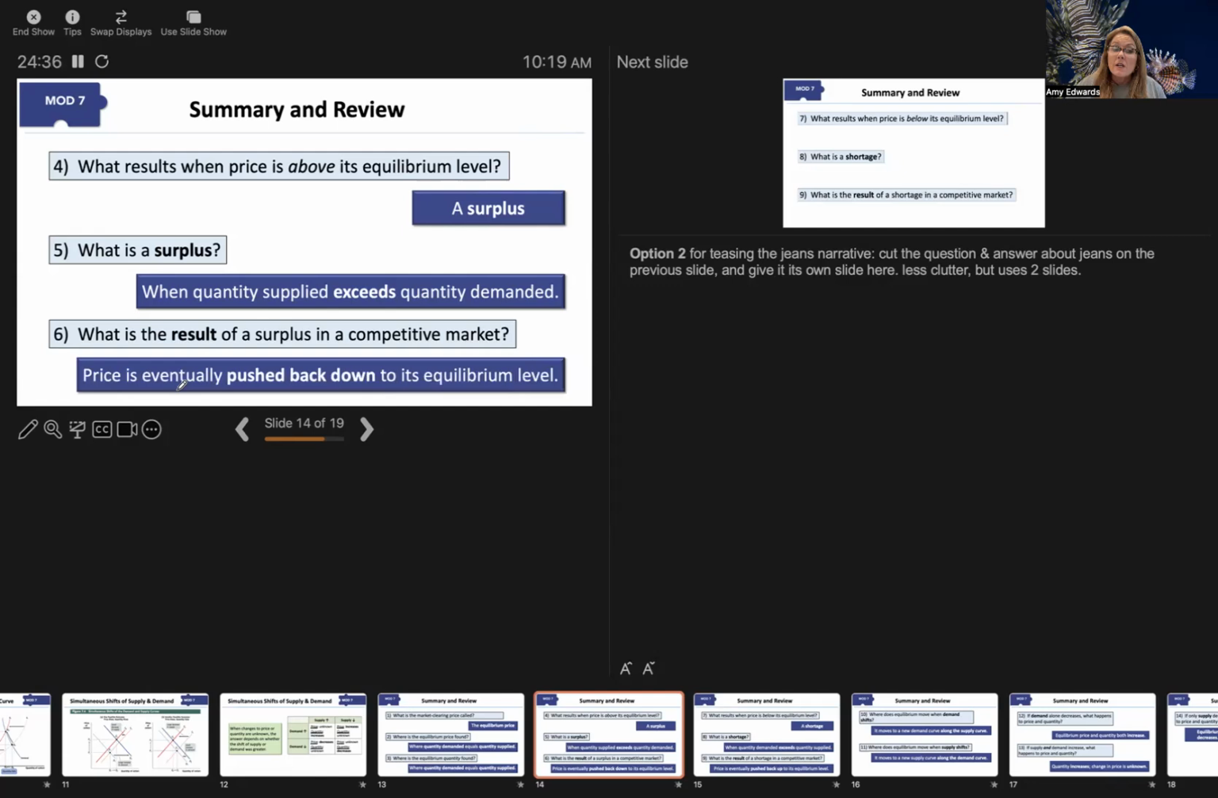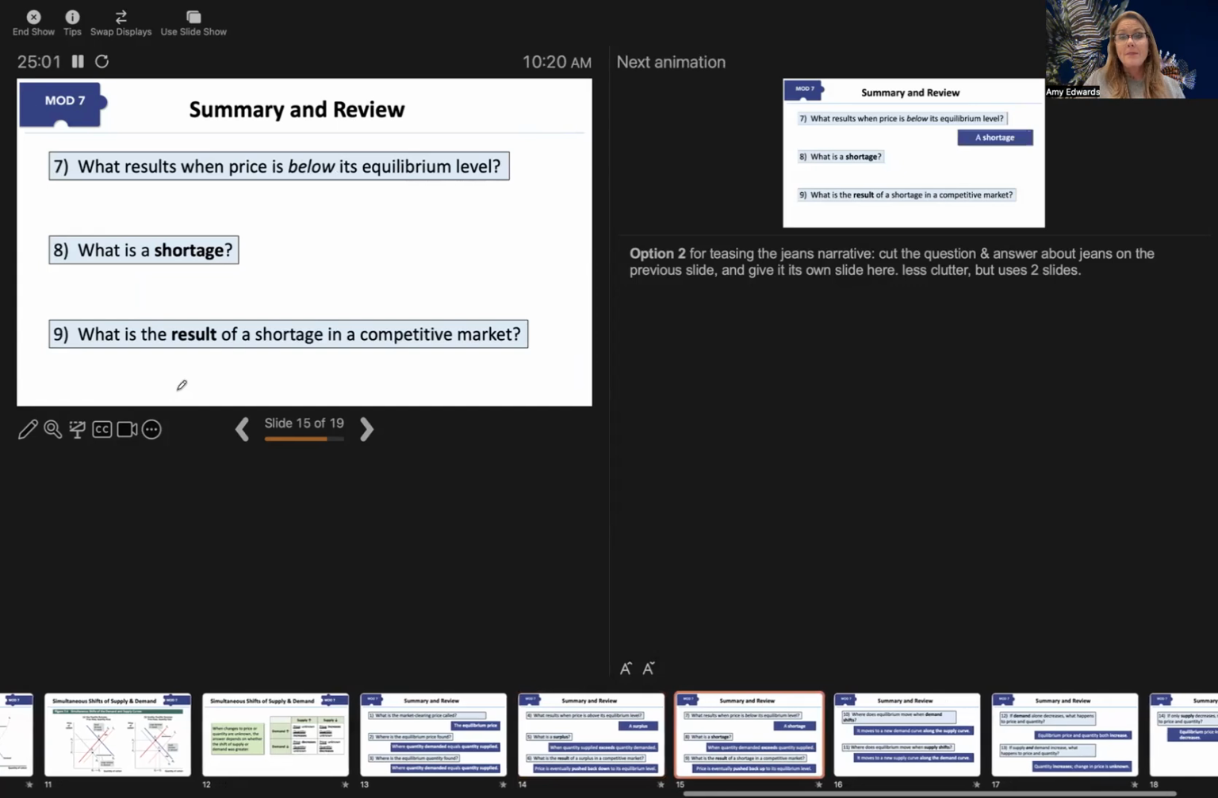Now, what is the result of a surplus? People are going to put stuff on sale so that the price gets pushed back down to an equilibrium level. That's what they do when they put things on sale or on clearance. They've got a surplus. They've got too much of it. So they're going to drop that price because when they drop the price, quantity demanded is going to increase and we get back to equilibrium.